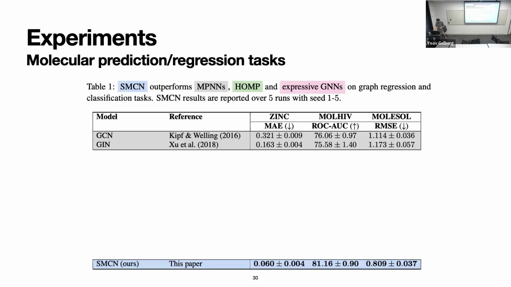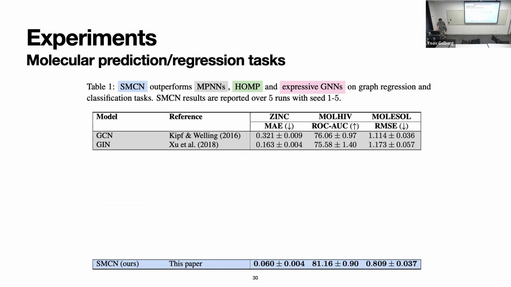And now the third experiment is where we benchmark our models on a range of real-world molecular regression and prediction tasks. Again, these are all molecular graph data sets, and we lift them into complexes, and we train our models to predict chemical properties.